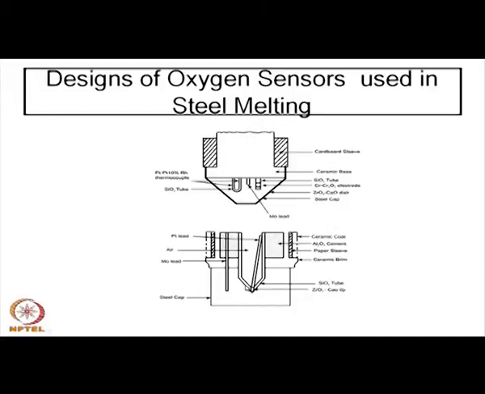To monitor the oxidation process of the pig iron within the LD converter, you always need to monitor the oxygen concentration or oxygen potential available in steel. So, these are some of the designs of oxygen probes, as they call them, to measure the oxygen concentration in steel.